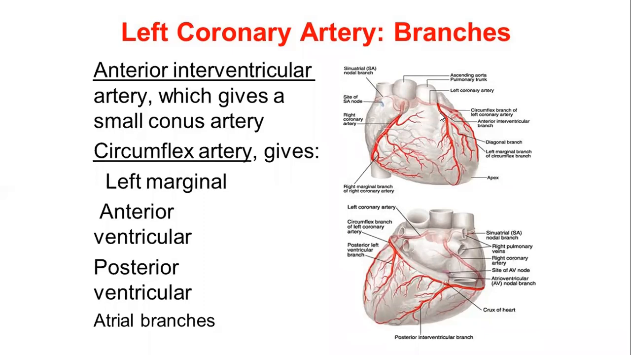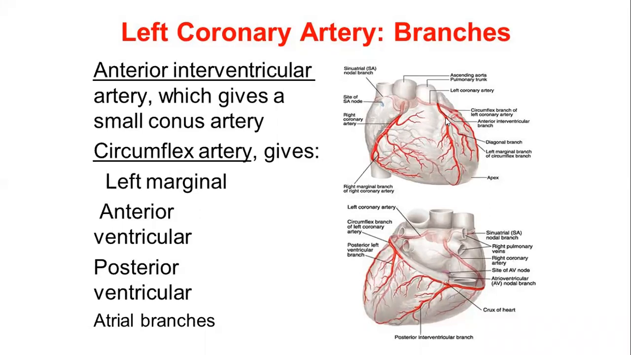As the left coronary artery continues to run within the coronary sulcus, it reaches the superior end of the anterior interventricular groove. This is the anterior view of the heart. Here you can see the anterior aspect of the interventricular groove. When it reaches the upper part of this groove, the left coronary artery divides into its two major branches.